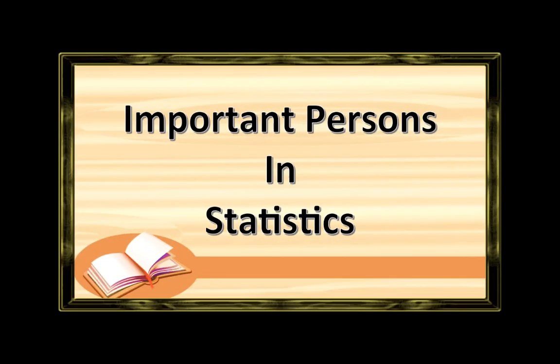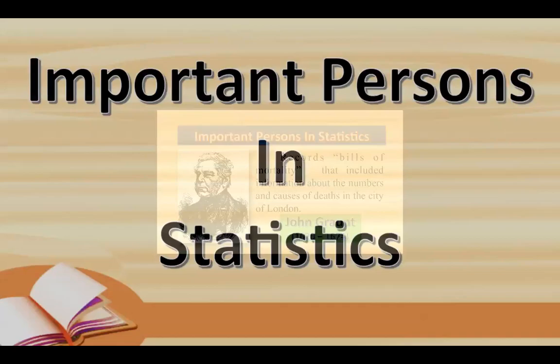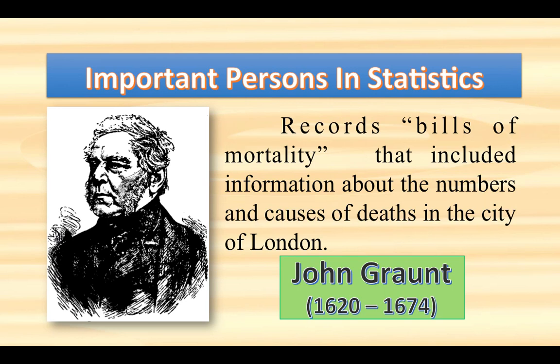Okay? So ngayon, pag-aralan naman natin kung sino-sino yung mga important persons in statistics. No? Ito yung mga mahalagang tao sa larangan ng statistics. Sa una is si John Grant. Si John Grant ay nabuhay noong 1620 to 1674. Siya yung nag-create or nag-records ng bills of mortality that include information about the number and causes of deaths in the city of London. So, yung bills of mortality, kung ilan yung namamatay taon-taon, so siya yung parang nag-create nun.